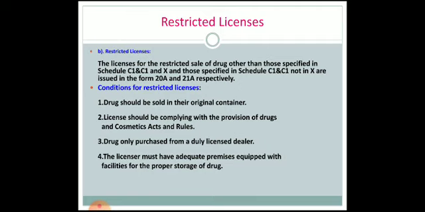The drug should be sold in the original container. The licensee should comply with the provisions of the Drug and Cosmetic Act and Rules. Drugs should only be purchased from a duly licensed dealer. The licensee must have adequate premises equipped with facilities for the proper storage of drugs.